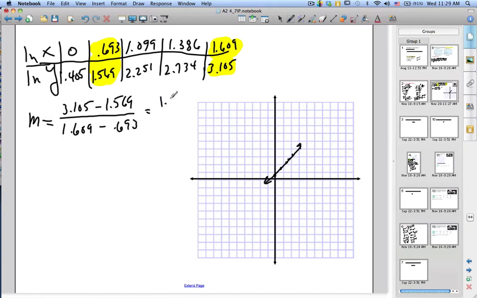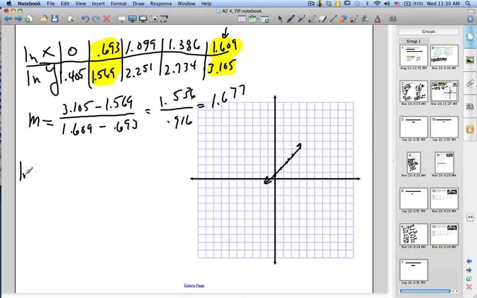And I'm going to get 1.536 divided by 0.916, which is equal to 1.677. Right, now I'm going to take my slope and I'm going to do point slope. And the point I'm going to go ahead and use is this last point. I'm going to make this the point for point slope.